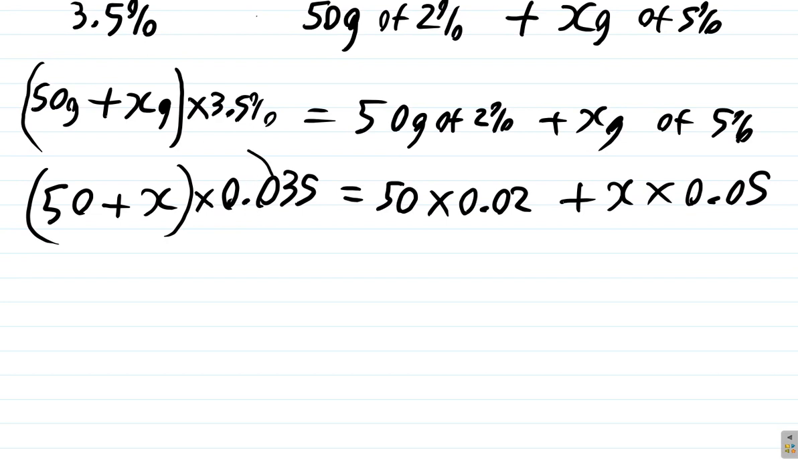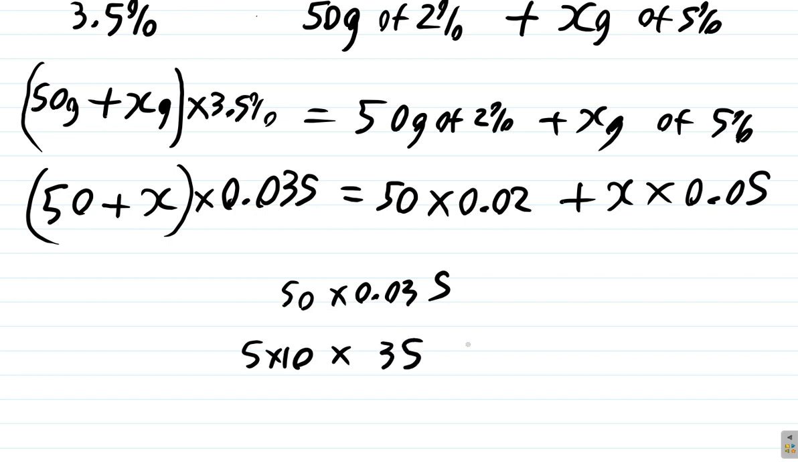We multiply 50 by 0.35. What is 50 by 0.035? Let us see. You have 50 times 0.035. This is the same as 5 times 10 times 0.035, which is 1, 2, 3, so it's going to be the same as 35 divided by 1000.